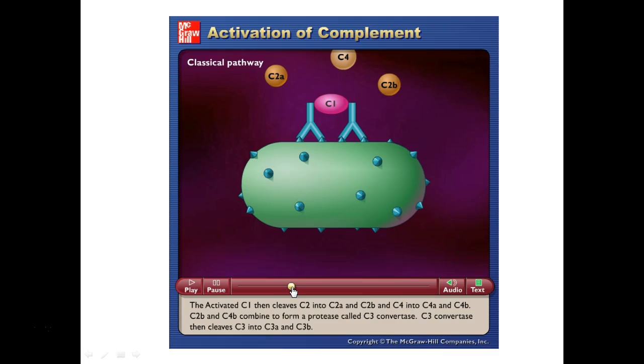But for the most part, they're inactive. You've got to start this to activate them. And it's kind of like a tag team match. They're like, okay, you're it, you're it. So this one cleaves the next one, and then the next one. And then we have a convertase. So what is a convertase? It ends in ASE, doesn't it? So that tells you this is an enzyme. And what does this enzyme do?